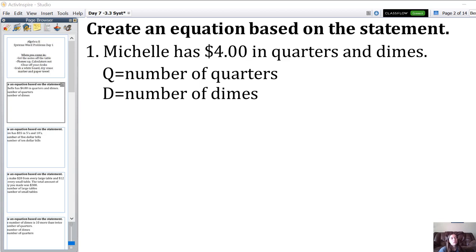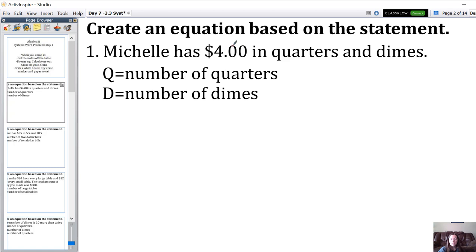For the first part of this lesson, we're just going to practice writing the equations from word problems. In number 1, Michelle has $4 in quarters and dimes. We're going to call Q the number of quarters and D the number of dimes. So what we're doing here is we're writing an equation based on an amount of money that we have.